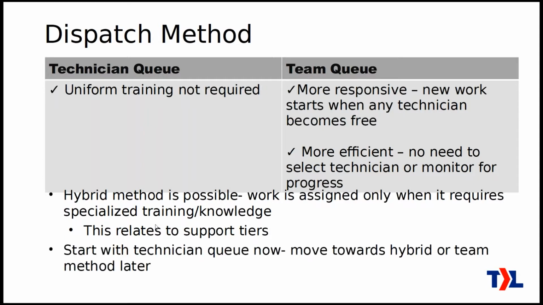So overall, just a general recommendation: if you don't necessarily see that one or the other of these is more applicable to your team right now, most people can get a good start just by going with the technician queue now, and then eventually move towards the hybrid mode, and then to the team dispatch method later.